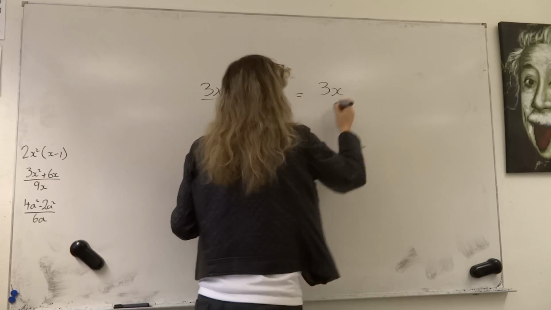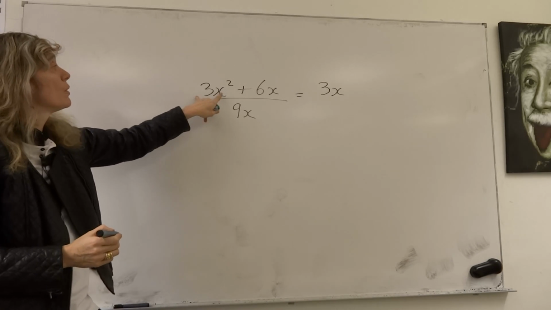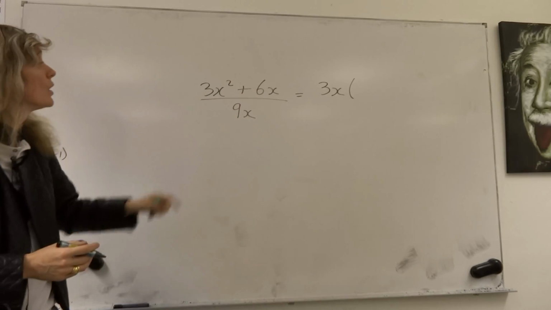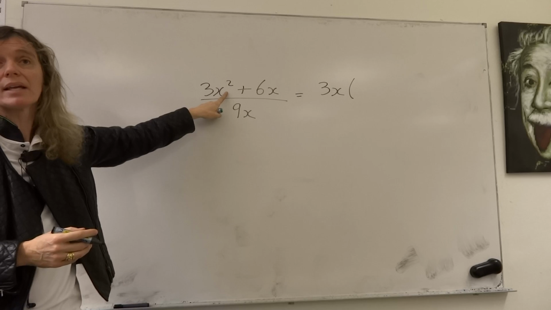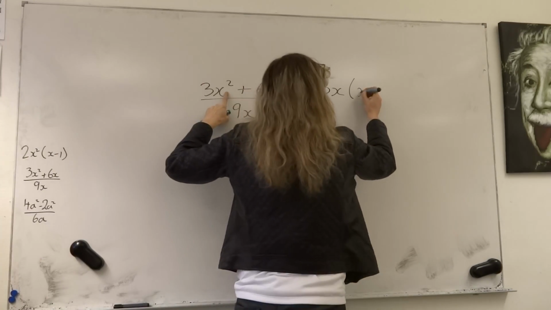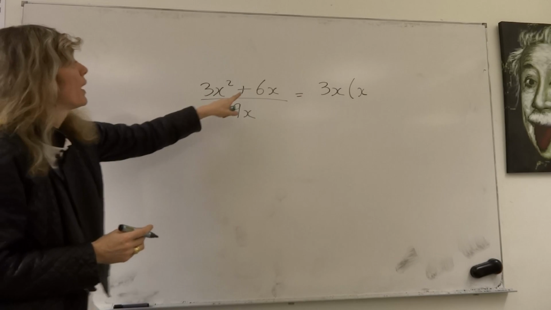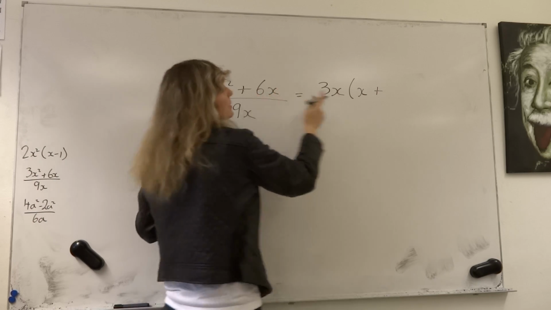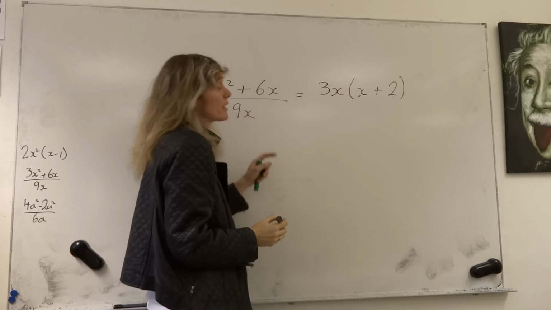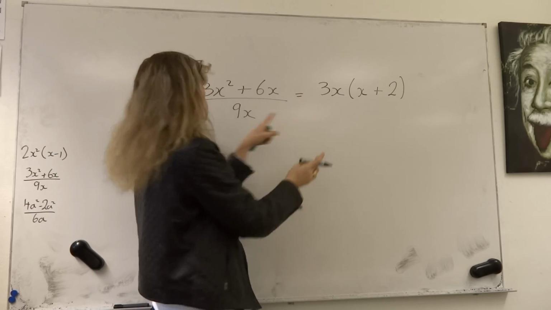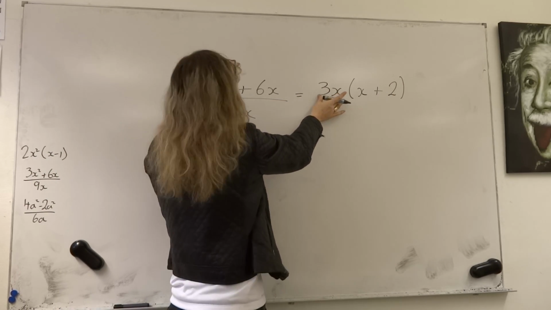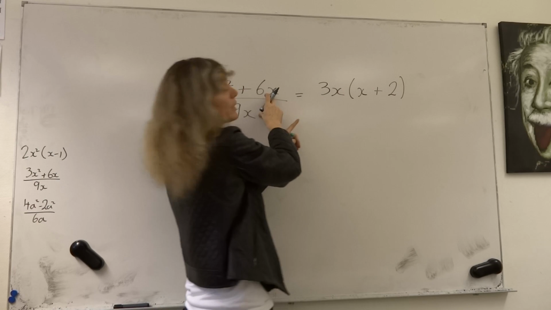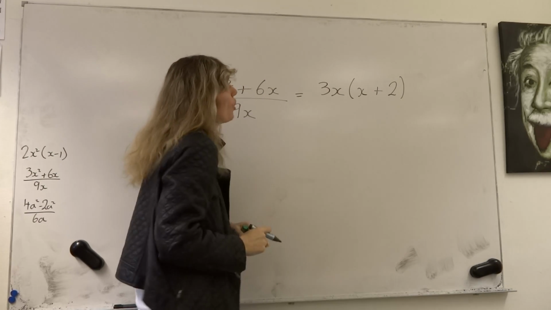So if we were to rearrange this top line to 3x bracket. 3x times what will give me 3x squared? Well, 3x times x would give me 3x squared. Plus 3x times what would give me 6x? Well, 3x times 2 would give me 6x. So if I was to expand this bracket again, I'd get exactly what I've got on the top line. 3x times x would give me 3x squared. And 3x times plus 2 would give me plus 6x. So that's the top line expanded.